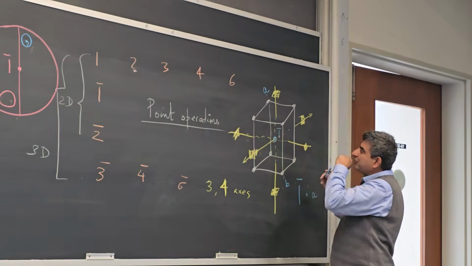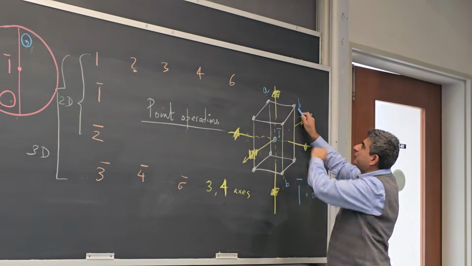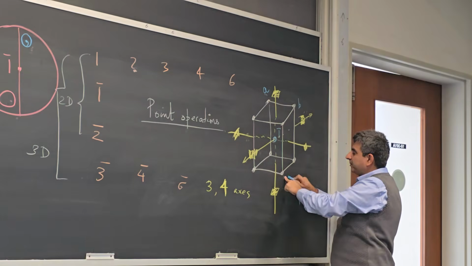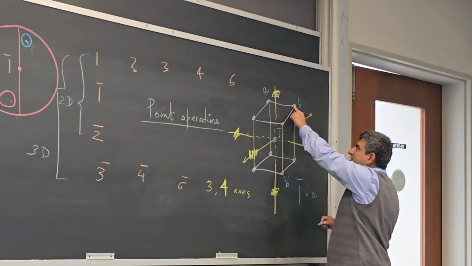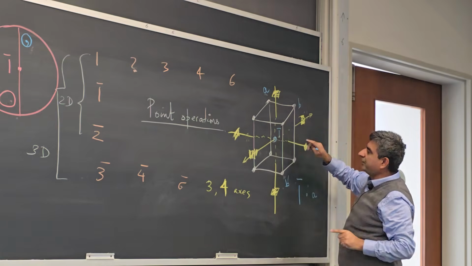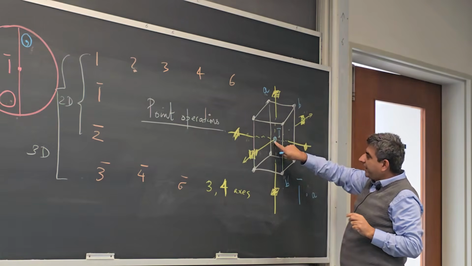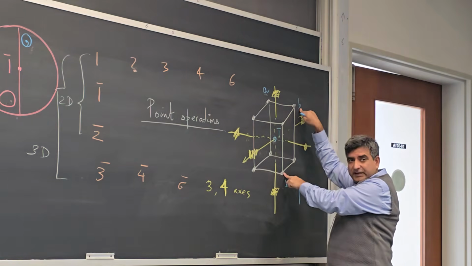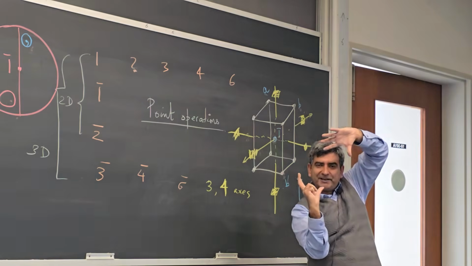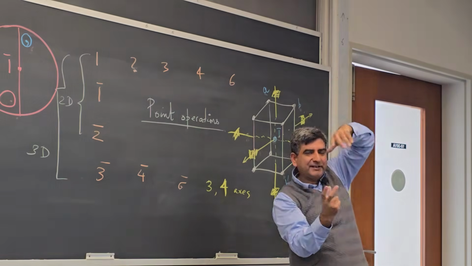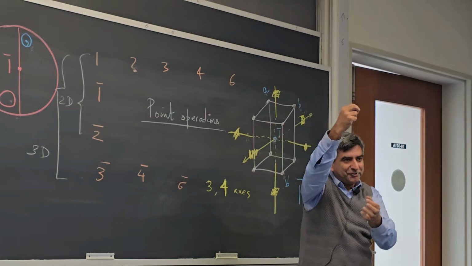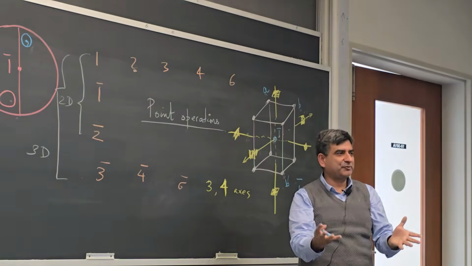Because if I were to do a 4-fold rotation, this point B will go to A and A will then go to B prime. So a 4-fold operation followed by an inversion on point B lands me here. So I move the entire thing by 90 degrees about this axis and then do an inversion, I'll get the same structure back.